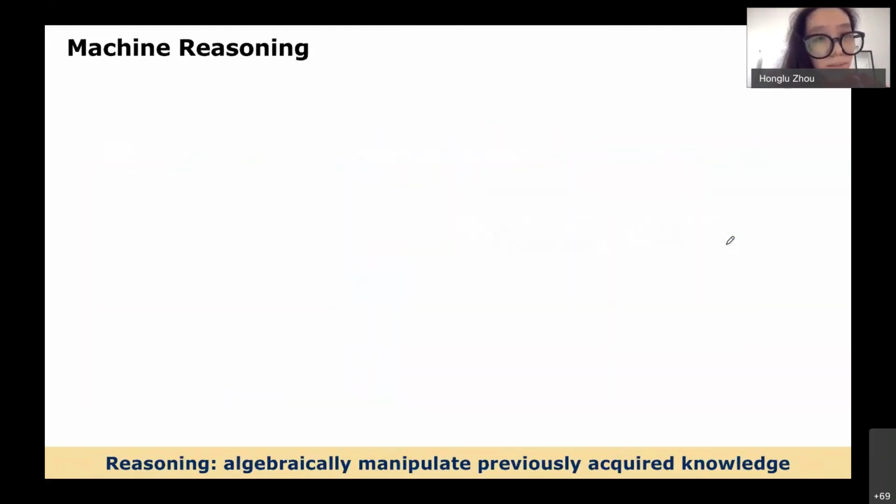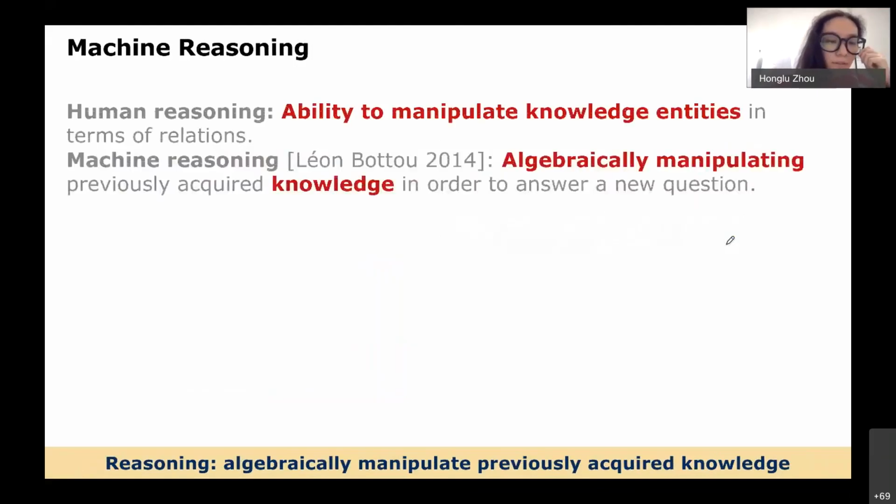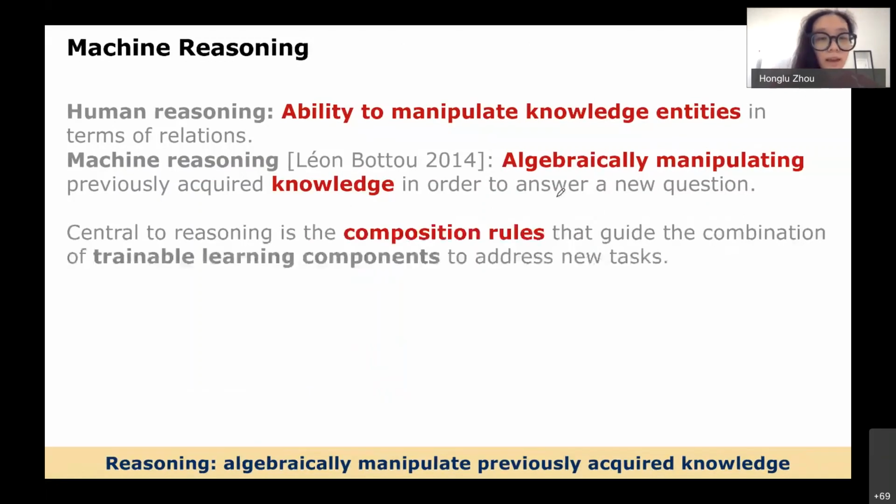So how can reasoning be learned? One inspiring viewpoint was proposed by Leon Bottou, who suggested that the heart of reasoning is having the means for algebraically manipulating previously acquired knowledge in order to answer a new question. And reasoning can be achieved by deep learning. He also mentioned that central to reasoning are the composition rules that guide the combination of trainable learning components to address new tasks.